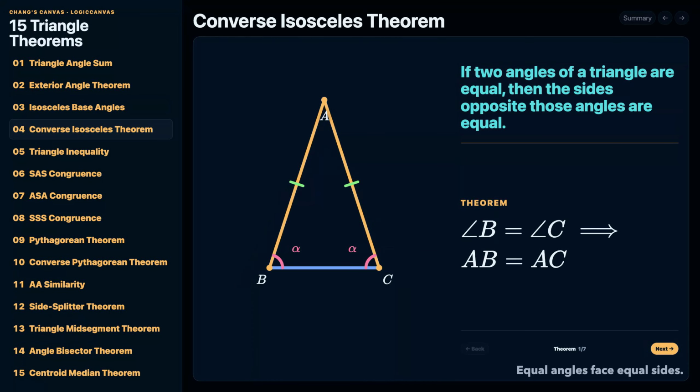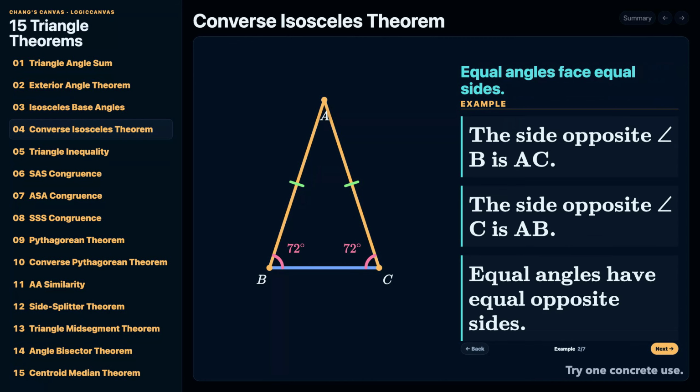Theorem 4 is the converse isosceles theorem. If angles B and C are equal, then their opposite sides, AC and AB, are equal. This reverses the previous theorem and needs its own proof. If angles B and C are both 72 degrees, look across from point B to side AC, and across from point C to side AB. Therefore, side AC equals side AB.